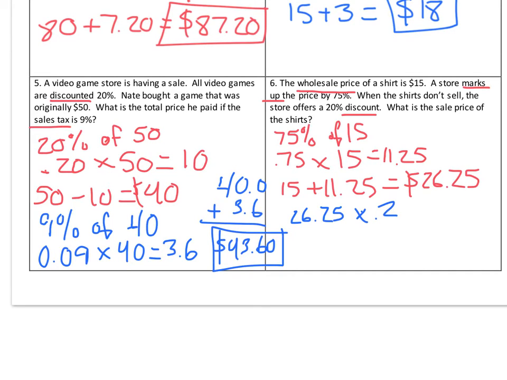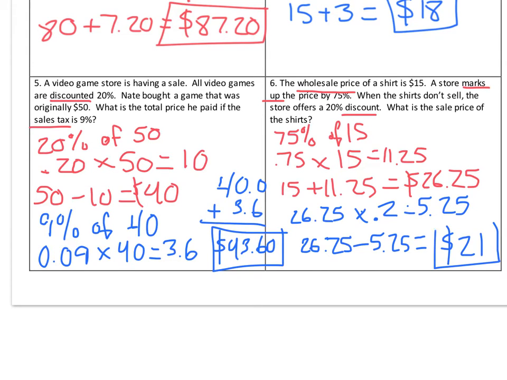Now the shirts don't sell, so now they take a discount on 26.25. And my discount is 20% as a decimal. My discount is $5.25. So my final price is $26.25 minus $5.25, which equals $21 for a shirt.